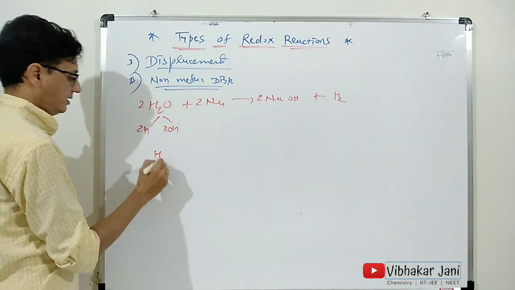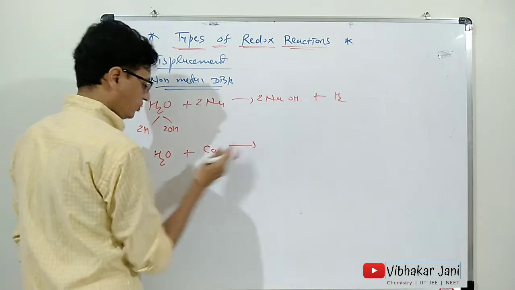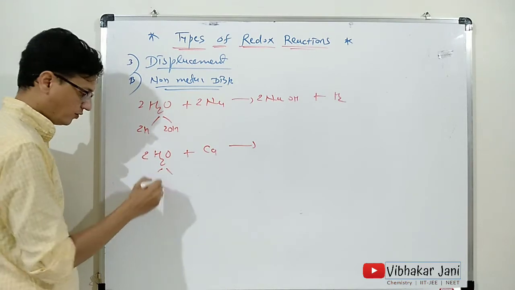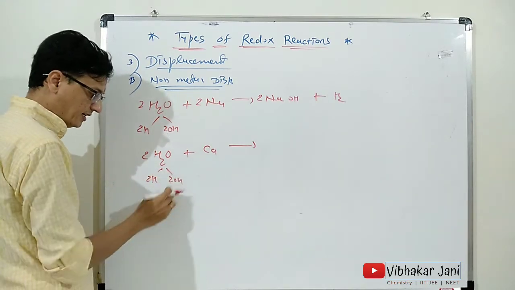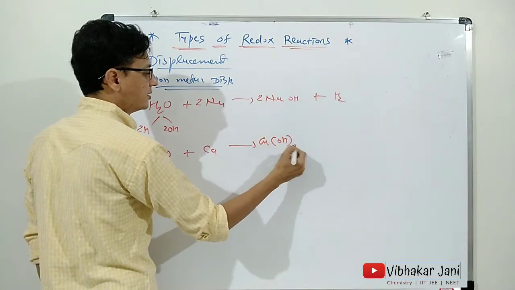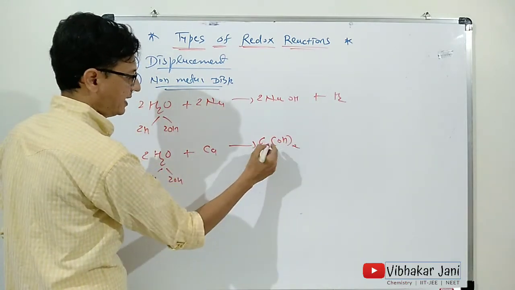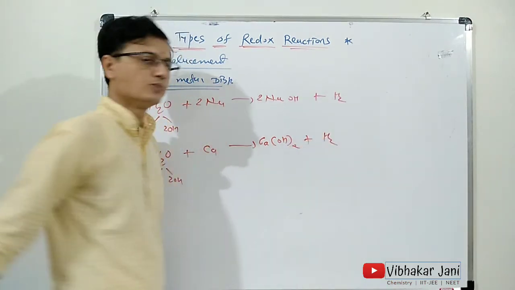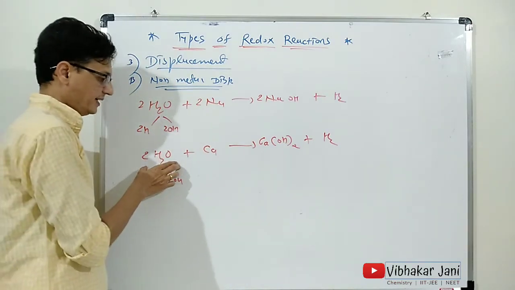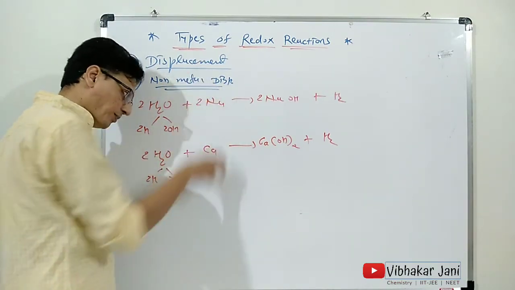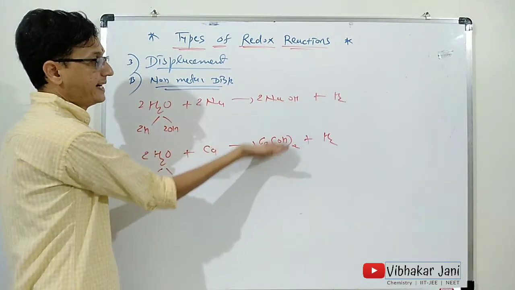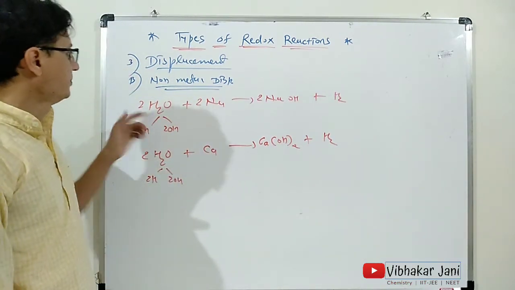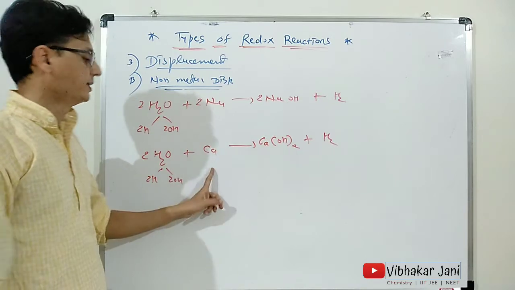One more example: H2O plus calcium. This is also a metal. And calcium displaces hydrogen; again 2 moles of water will give us 2H, 2OH. These 2OH will react with calcium to give us calcium hydroxide, and these two hydrogens will give us H2. So if water is reacting with any reactive metal, then it will always give metal hydroxide and hydrogen gas. These are the examples of non-metal displacement by metal.